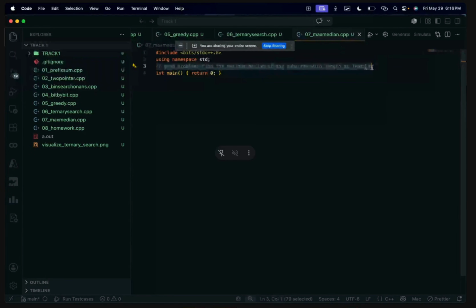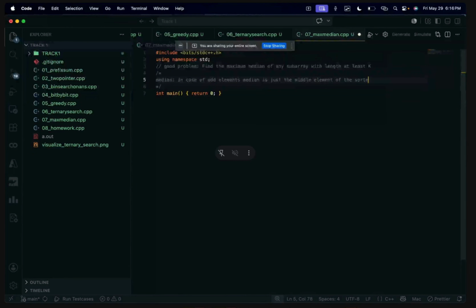So just to give you more clarification, in the case of odd elements, the median is just the middle element in sorted order. In the case of even elements, it is the minimum of the two middle elements in sorted order. So write down this problem. This is a really nice problem.